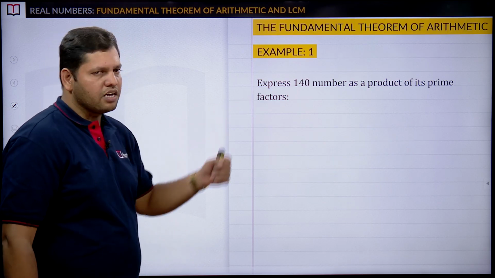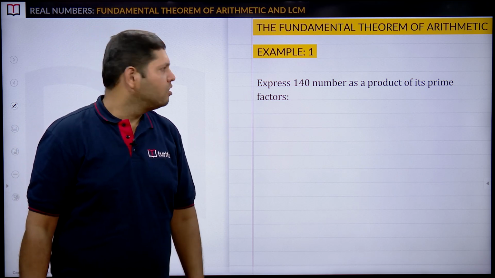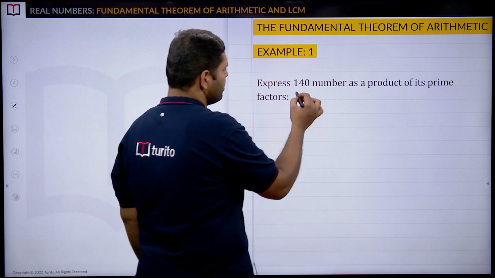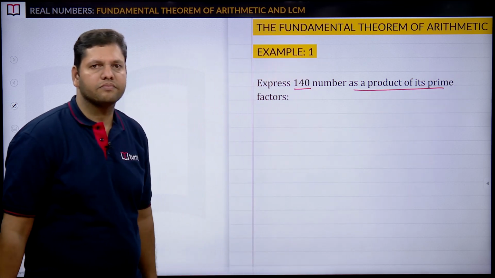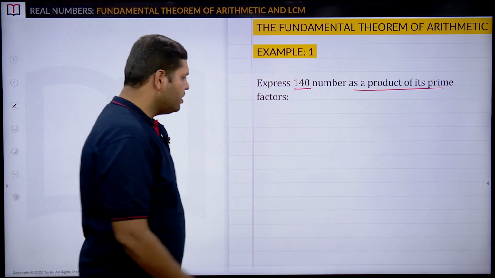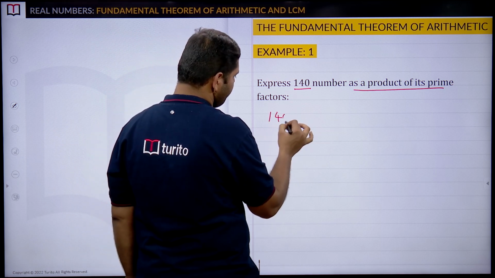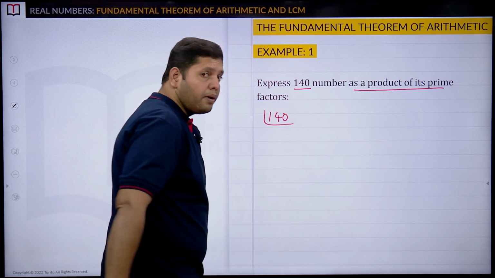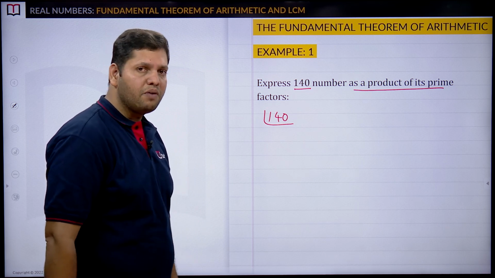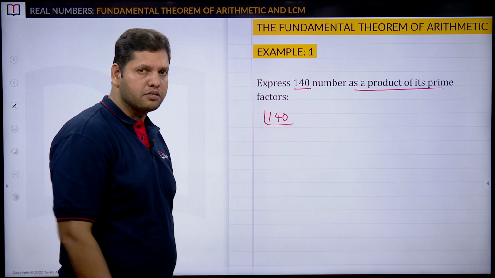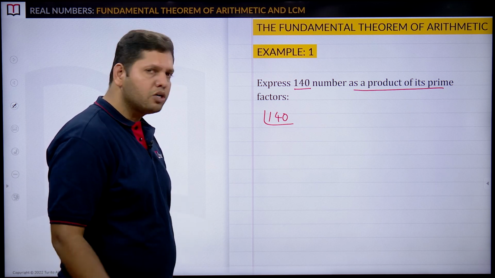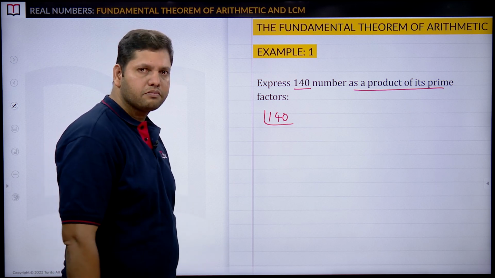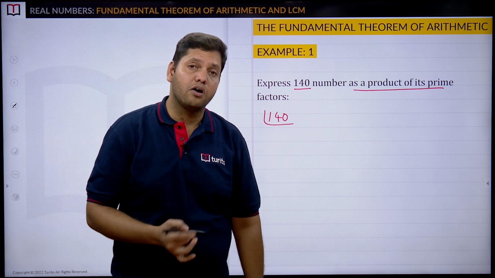Next, children, let us see one example. 140. So what is the question? Express 140 as a product of its prime factors. Now, children, how can we write 140? First, do the prime factorization of 140. Prime factorization means we have to select only prime numbers, isn't it? First, start with the first prime number. What is the first prime number? 2. And check whether it is divisible by 2 or not.